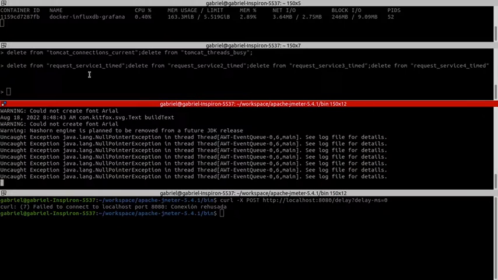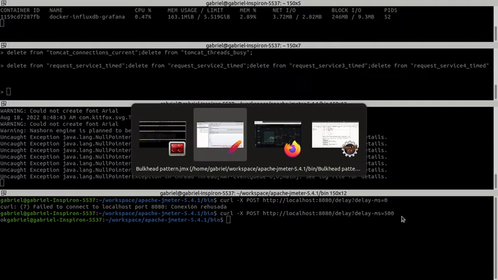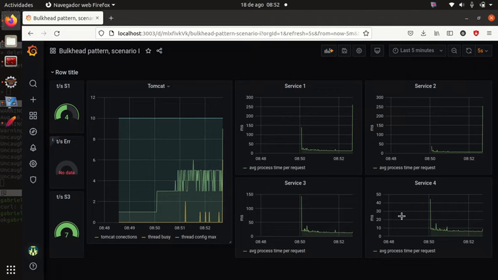So now let's try to put some water in our ship. Let's try to simulate an error in service 2. With this endpoint, we're going to set a delay of 500 milliseconds. So let's see what happened. Let's check the server side.